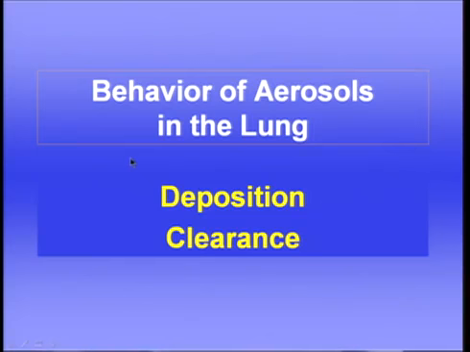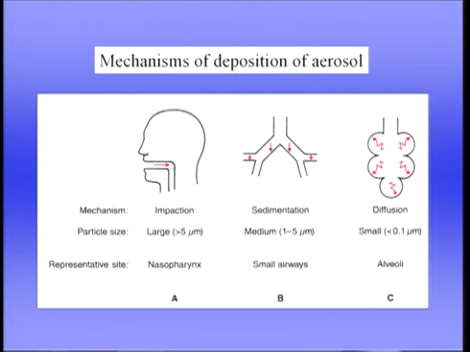One is deposition of aerosols in the lung, and after that we'll look at the clearance, the way these aerosols are pulled out of the lung. Now there are three mechanisms of deposition of aerosol in the lung, and these are shown clearly here. The first one is called impaction. Now impaction refers to the behavior of the relatively large particles, over 5 microns in diameter.